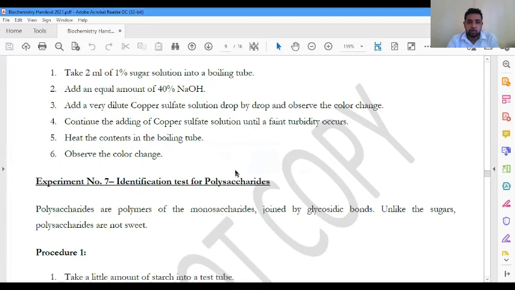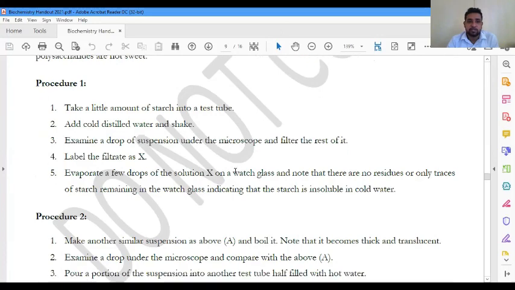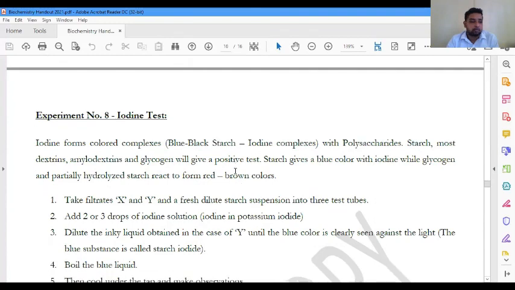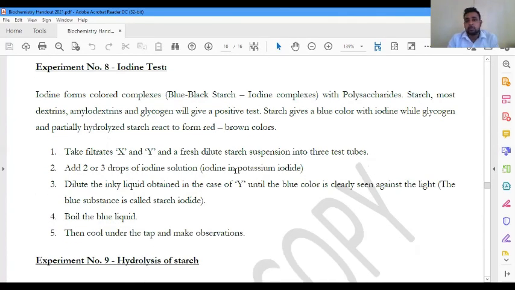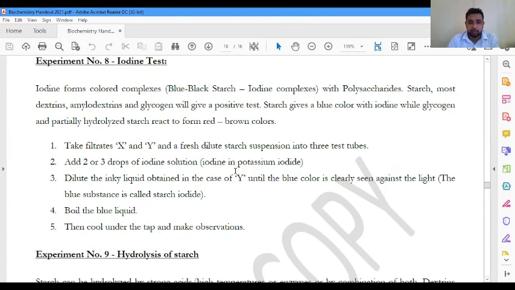And then we moved on to identification tests for polysaccharides. Here, we tested the solubility of starch in cold water and hot water. And then we conducted the iodine test, which is a test to identify the presence of starch. When starch is in the solution, we can see a blue-black complex. So that's a test to identify the presence of starch particularly.